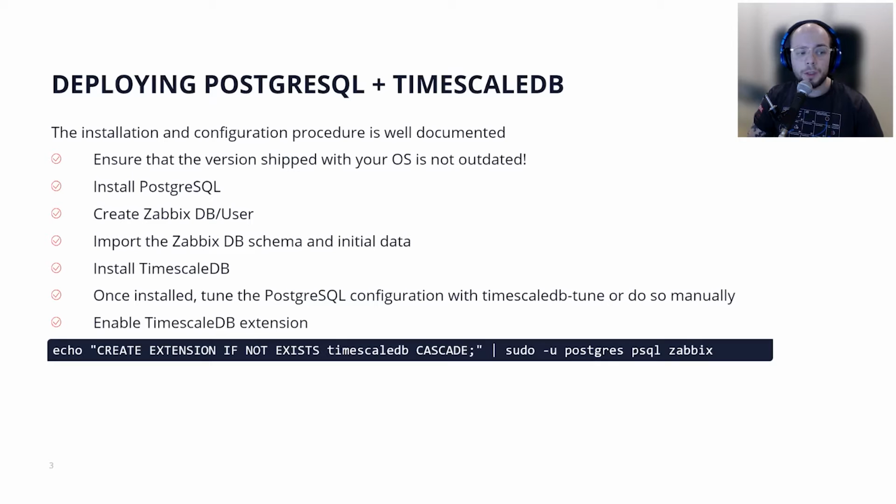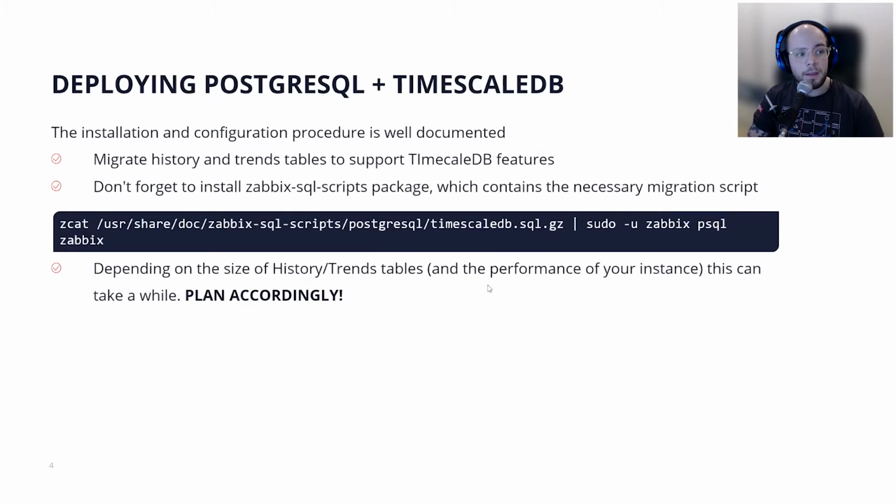Then we have to enable the TimescaleDB extension. And here is the query for it. This is straight from our documentation. This isn't some unknown secret. If you Google how to install Timescale on Zabbix, you'll find this command. And then we need to migrate history and trends tables to support TimescaleDB.